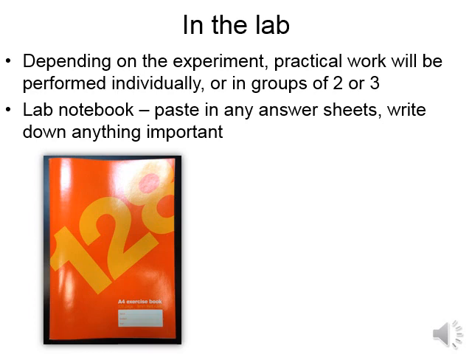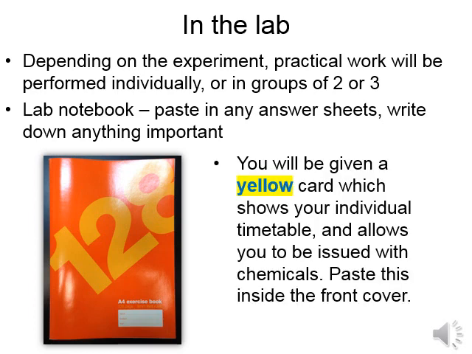In your first lab, you'll be given a yellow card. This card will show your group and your individual timetable, and it will also contain spots for the demonstrators or technicians to sign so that you can be issued with chemicals in the lab, or to acknowledge that you handed in a sample. Paste this inside the front cover of your lab book. If you completed chemistry labs last semester, and you still have your lab notebook, then please continue to use it. This will save us from wasting half-filled notebooks.